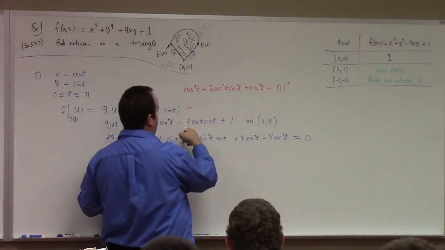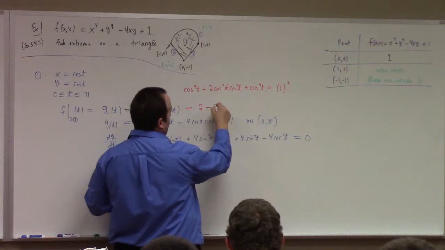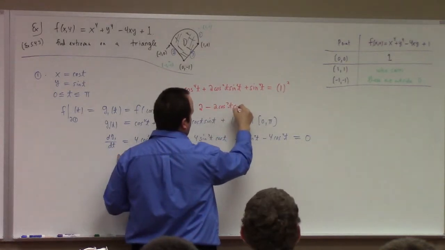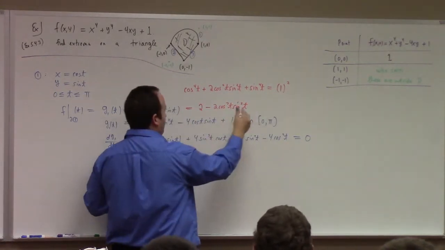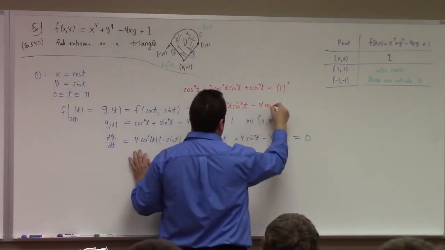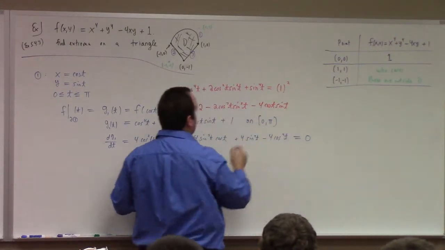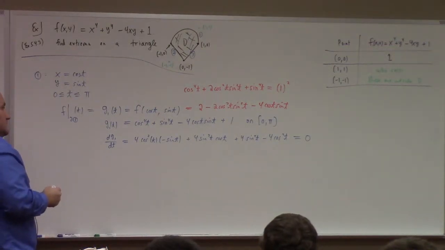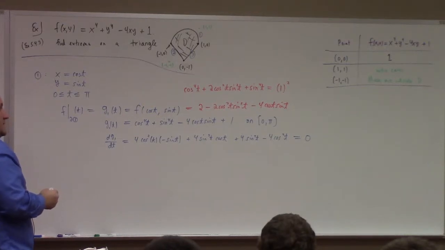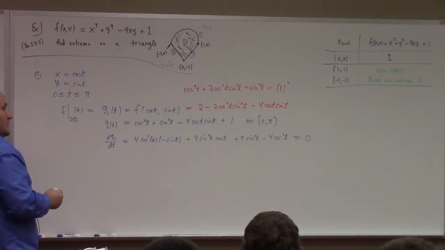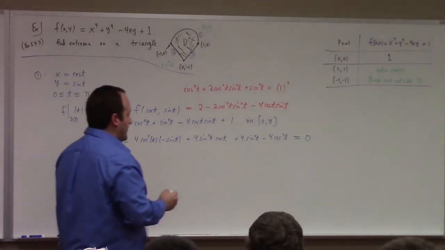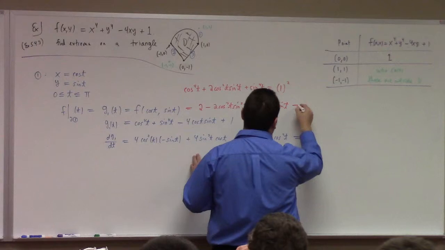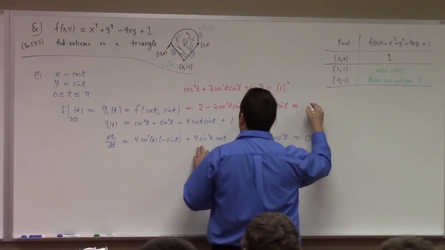So alternatively, I could work with this as being 2 minus 2 cosine squared t sine squared t minus 4 cosine t sine t. Hey, that's pretty slick. That ain't bad at all, actually. You can rewrite that in terms of sine 2t alone. Yeah, the clever solution is often the easier one. The question, though, is would we see it?